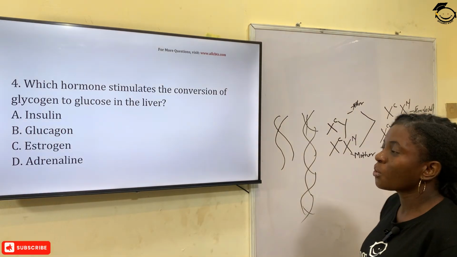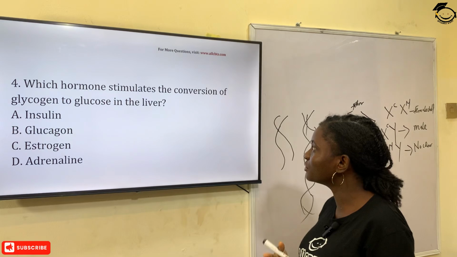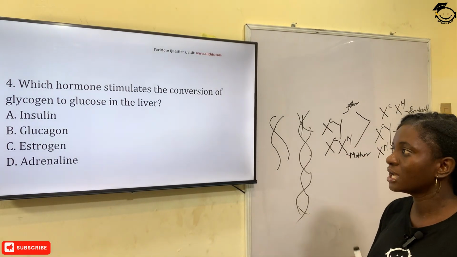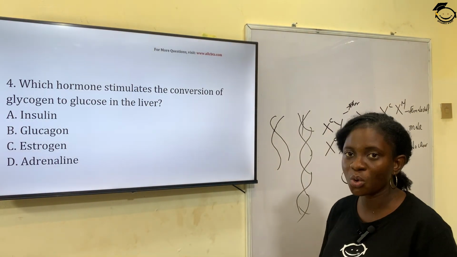Question 4. Which hormone stimulates the conversion of glycogen to glucose in the liver?